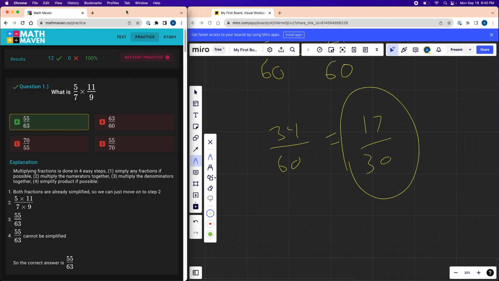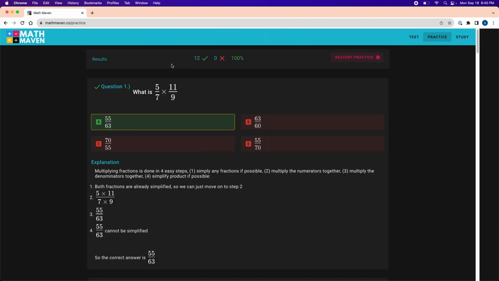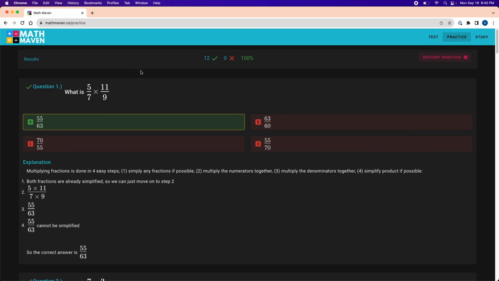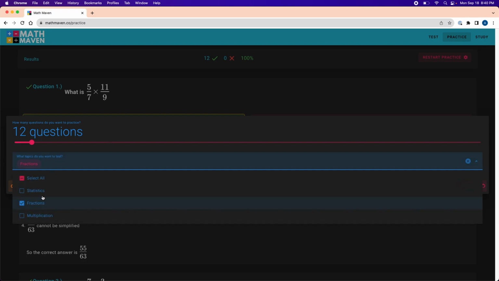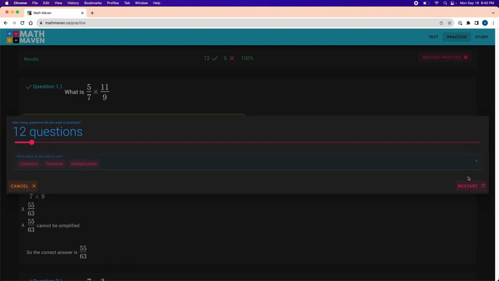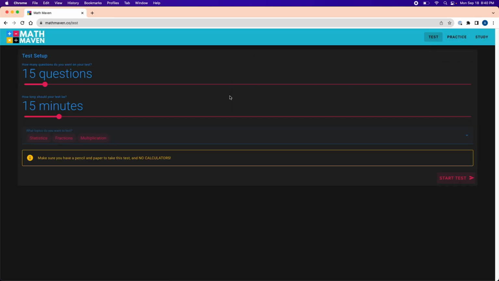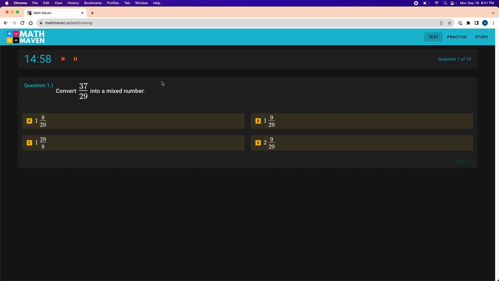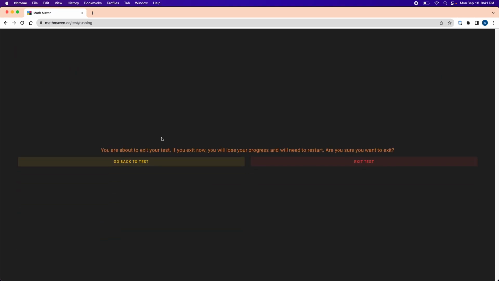If you didn't, comment down below which ones you got wrong. And again, this website that we were using here is called mathmaven.co, and it's still in the early development stages, but it does have some different practice tests here where you can start doing some statistics or multiplication problems with some larger numbers. We also have a test on here. So if you want to take an actual timed test, you could do that as well, where if you would start the test, there would be a little timer so you can sort of quiz yourself and how fast you can go. And then, let me exit the test.